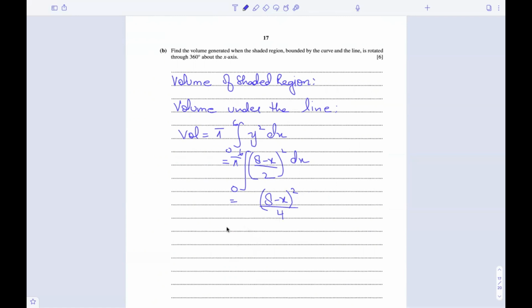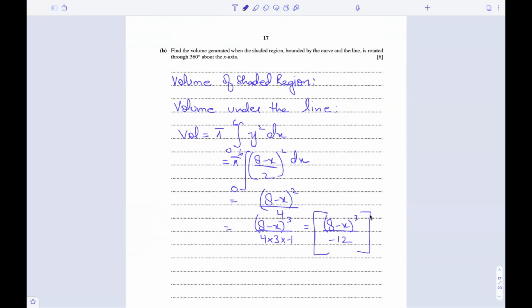Integrating this, we get (8 minus x) to the power 3 divided by 4. So we multiplied by the new power, which is 3, and the derivative of the function 8 minus x, which is minus 1. So we get (8 minus x) whole cube upon minus 12.